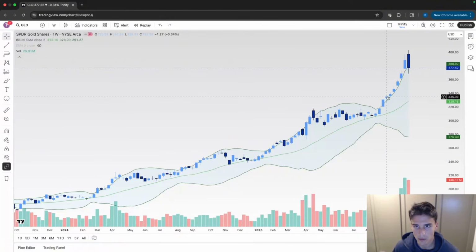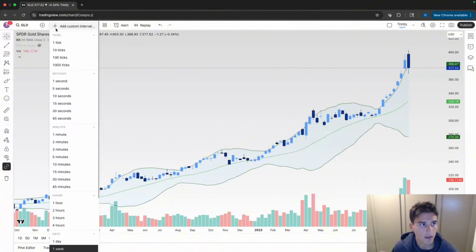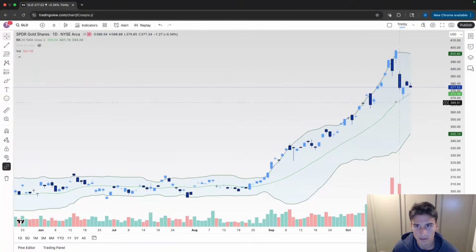But to have 1, 2, 3, 4, 5, 6, 7 weeks close over a 2 standard deviation weekly move, that's a lot. That's something I rarely see, especially on a weekly time frame. So I posted the chart this week as it was forming this candle. It was on the 15th, so that must have been Wednesday. So back to the daily chart right here.